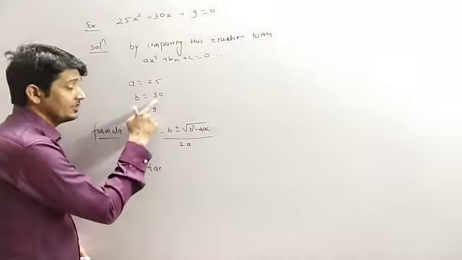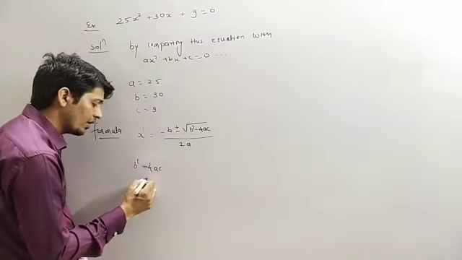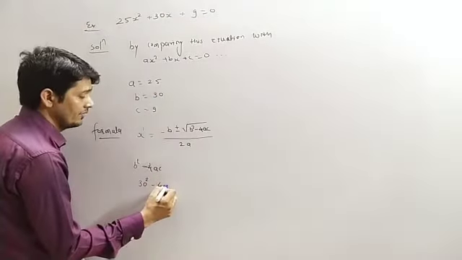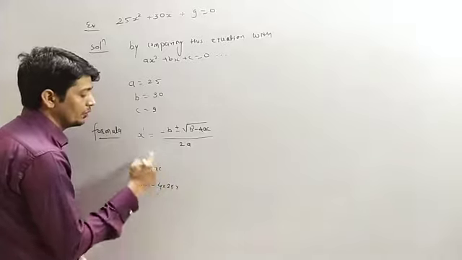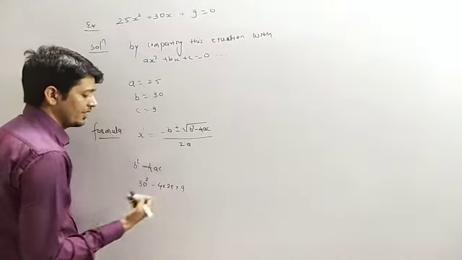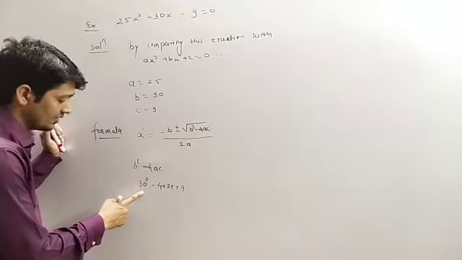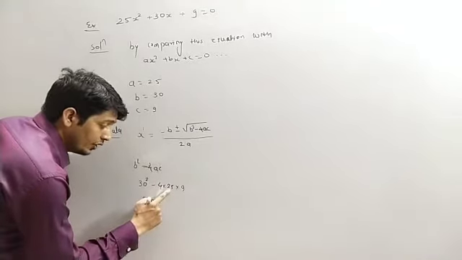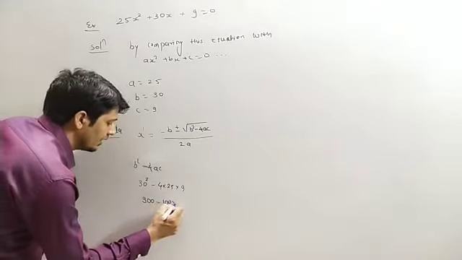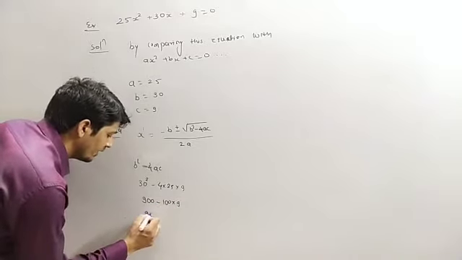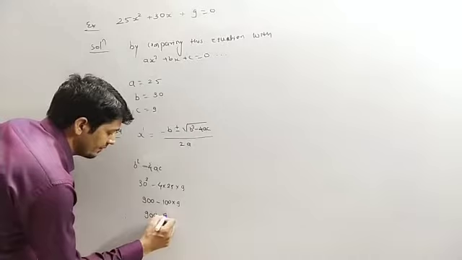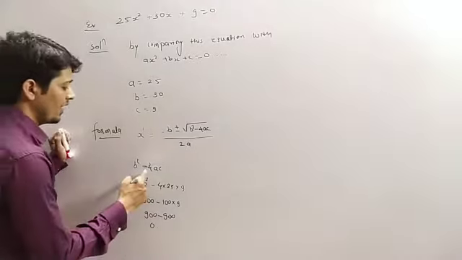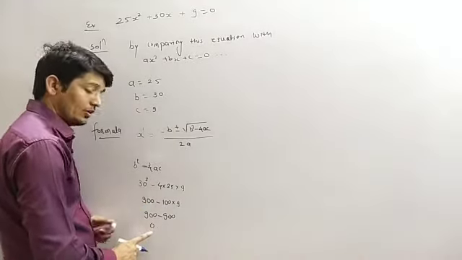So b square minus 4ac. What is b? It is 30. So we write square of 30 minus 4 into, what is a? a is 25, into c is 9. So square of 30 is 900. So 900 minus 4 into 25, which is 100, into 9, is 900. Therefore 900 minus 900 is 0. Therefore b square minus 4ac has value 0.